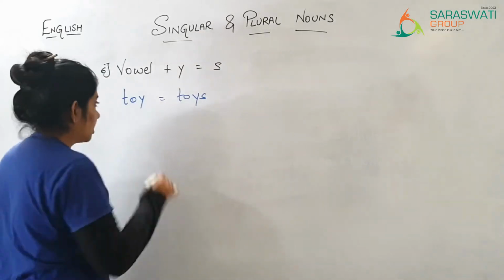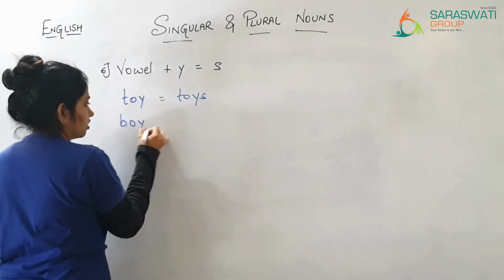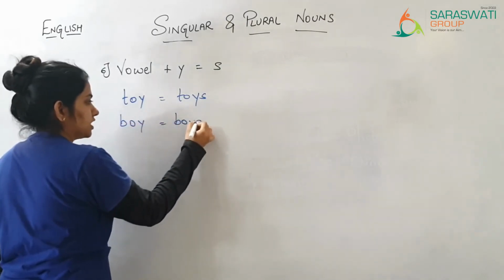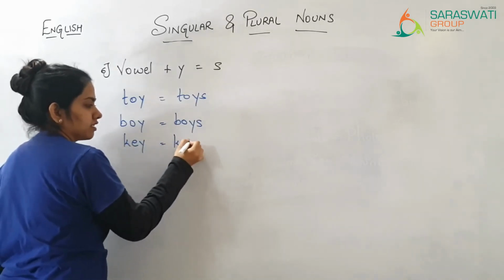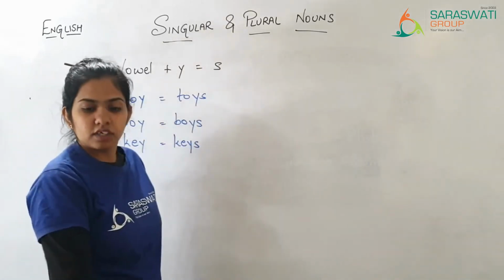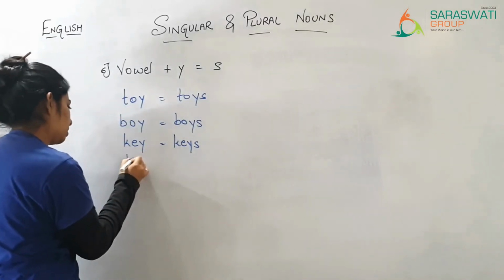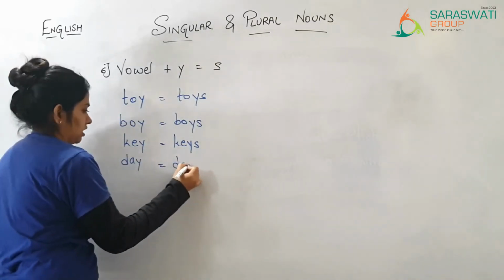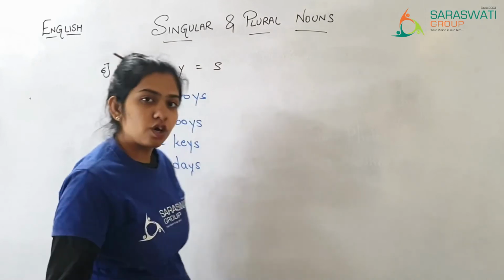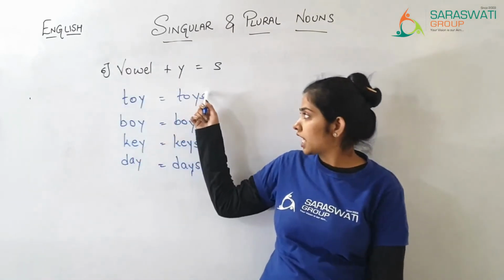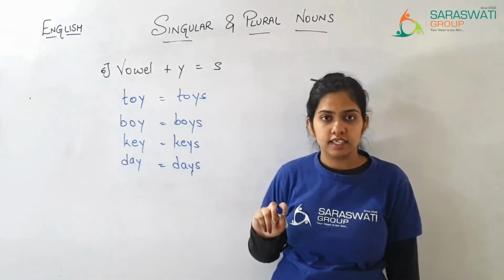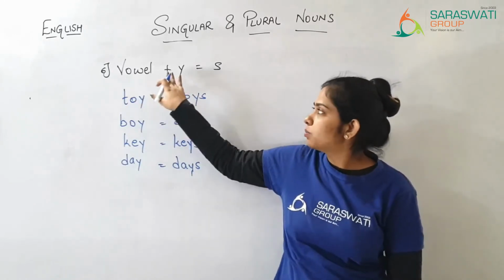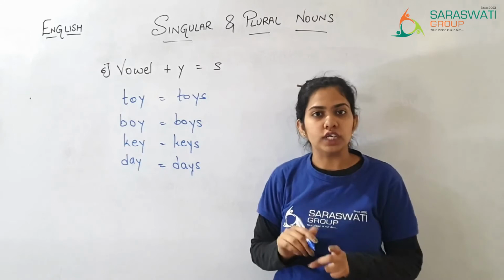right? Then boy, boys, key, keys, day, days. So in this way we will just directly add S without cutting Y. Okay, when it is vowel plus Y, then only.